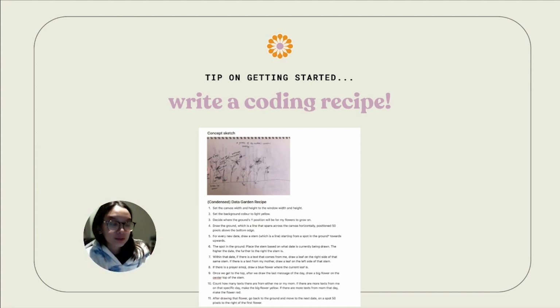Now, I know that in Module 5 it can feel like quite a big task, right, of coding your data visualization. Where do I start? What do I build first? And one of the things that really helped me in building my first project was writing a coding recipe. What that basically means is that you write out a list of tasks that you need your computer to do from start to finish.